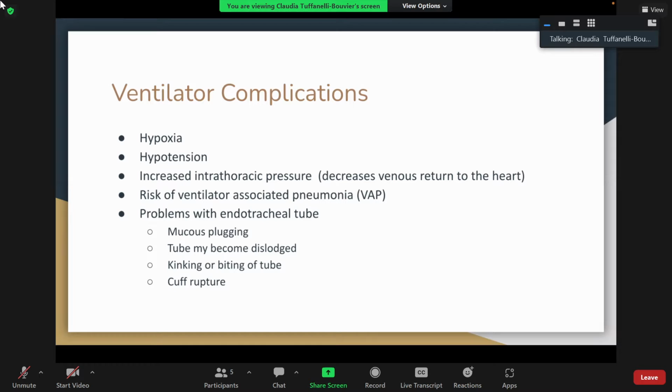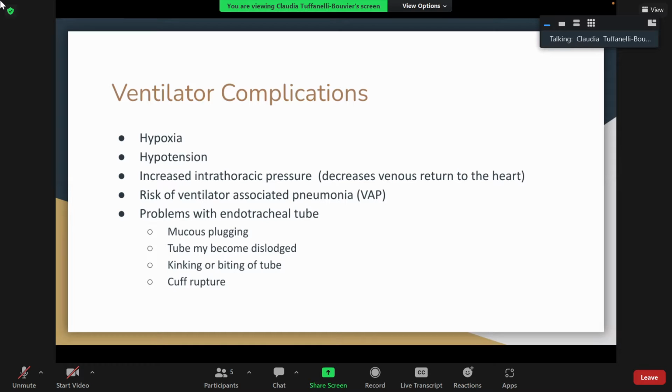And so then your cardiac output will decrease, and that can make you hypotensive. You just have to watch that, so you're watching your patient's blood pressure. You have an increased risk of pneumonia. That tends to be more long-term.